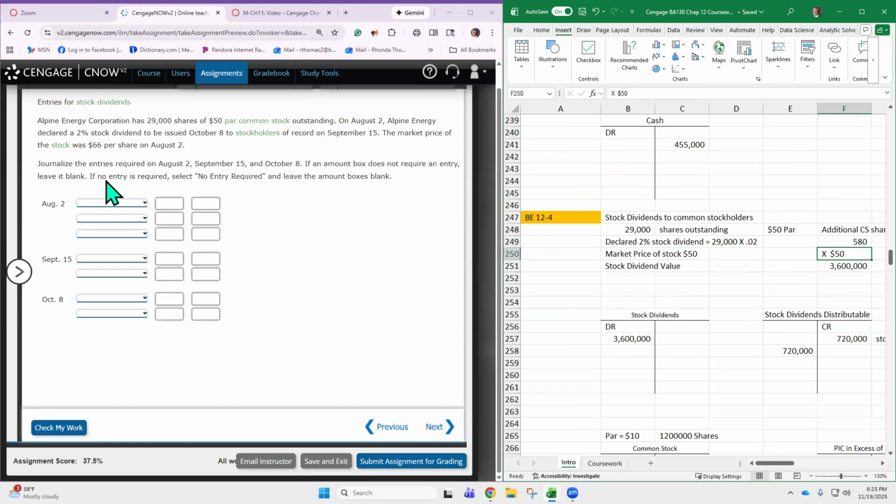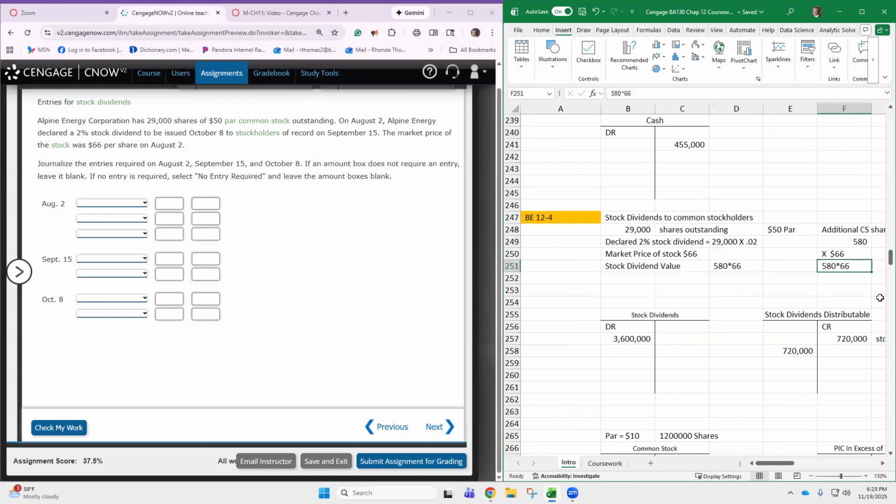Par value of 50. But now we got to pay attention to the stock price. It's the stock price that matters for this part. So right now, our shares are selling at $66 a share. So we really want to take that times $66. So the stock dividend has a value, right? If we're sending out 580 additional shares and their value is $66 on the market, then that's how it's going to get calculated. So I'm going to put that here.